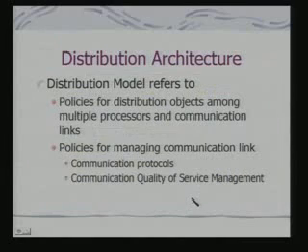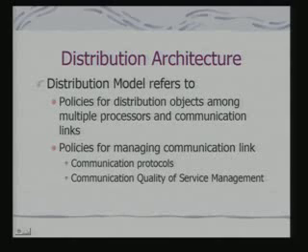Next we come to the distribution architecture. Once we have the top level view with respect to the requirement analysis, from the top level view we have the subsystems, we have the collaboration view, and next comes the distribution view. The distribution view tells us how the objects are to be distributed among multiple processors and their communication links, because your embedded system need not consist of a single processor.